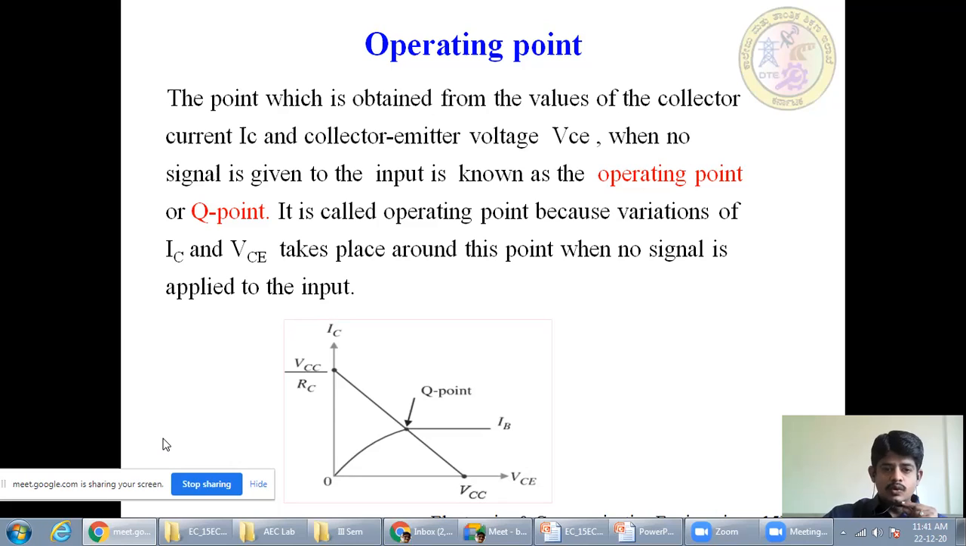And the base will be given some current to operate, that is taken as IB, the base current. ಇದು ಎಲ್ಲಿ ಬಂದು ಇಂಟರ್ಸೆಕ್ಟ್ ಆಗುತ್ತಲ್ಲ ಇದನ್ನ ನಾವು ಆಪರೇಟಿಂಗ್ ಪಾಯಿಂಟ್ ಅಂತ ಕರಿತೀವಿ. Okay, so the intersection of the load line and your base current is called the operating point. Okay, so I hope you understood this structure.